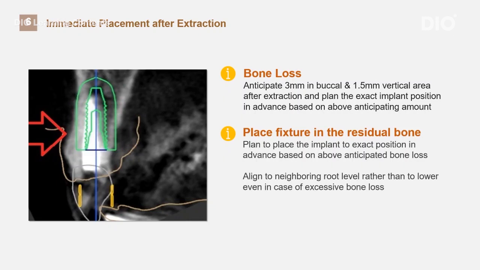And even if the alveolar bone is absorbed a lot, it is important to match the bone level of the adjacent root because it becomes difficult to make prosthesis or for maintenance when the fixture is lowered too far.